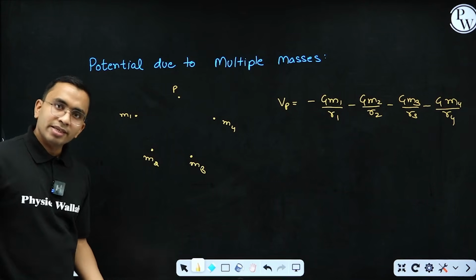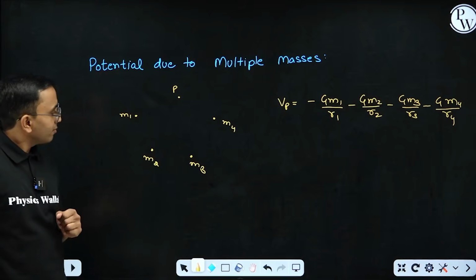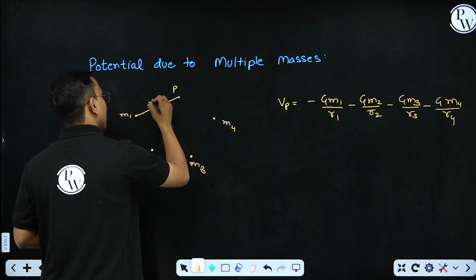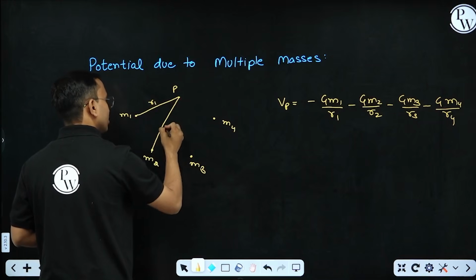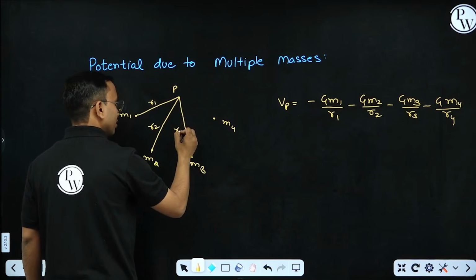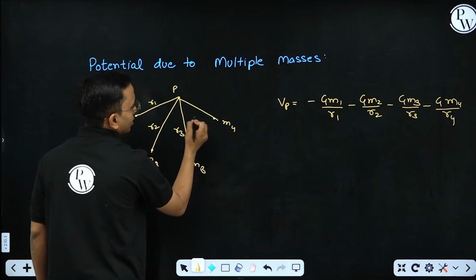Potential is a scalar, so we need not worry about the direction. I'm considering this distance as r1, this distance as r2, this as r3, and this as r4.